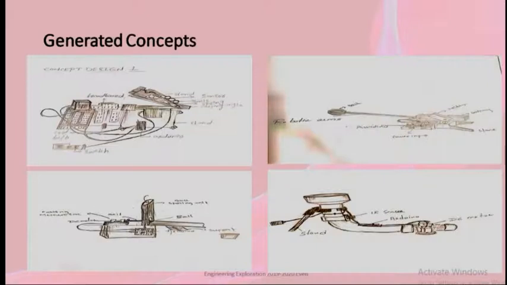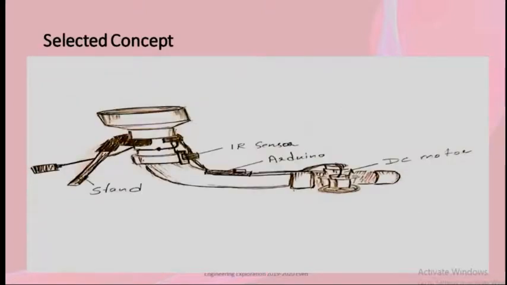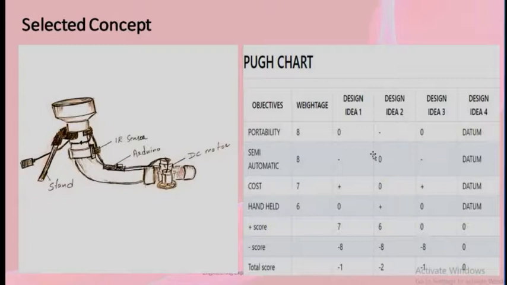Then finally coming to the 4th concept, which is selected by us. It is selected because it is cost effective, handheld and eco-friendly. So here we can see the Pugh chart, and concept 4 has the highest weightage across all the objectives.